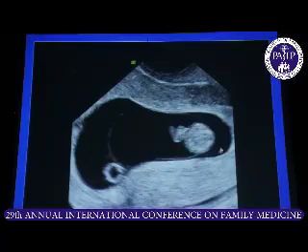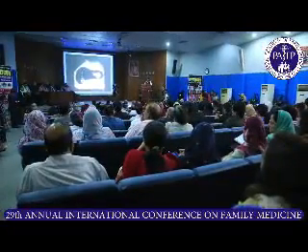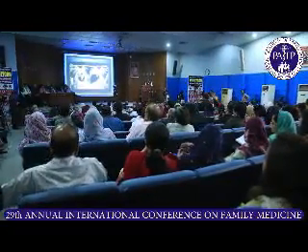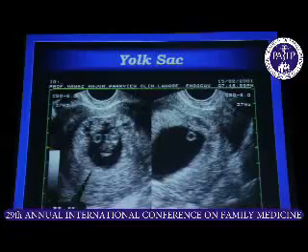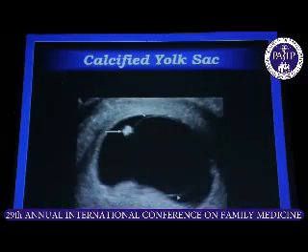This is the embryo, this is the amnion, the amniotic membrane, this is the chorion. That's where the yolk sac lies, at the junction of amnion and chorion. And here you can see the yolk sac, and you can see the embryo. And here you can see a calcified yolk sac. That's also a bad sign. The pregnancy is not going to progress normally.